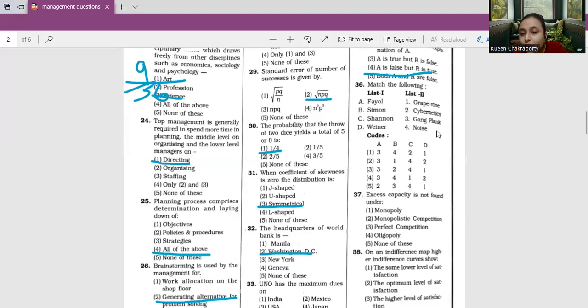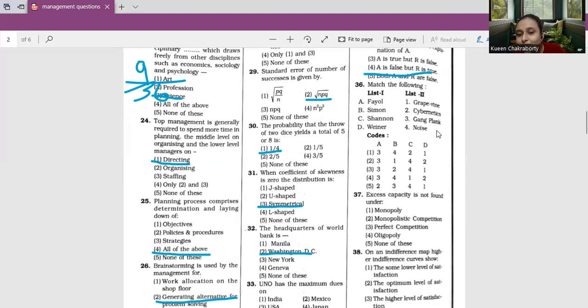And if I talk about Wiener, he is left with only one option, that is cybernetics. Cybernetics was defined in the 20th century by Norbert Wiener. Okay? He said it is the scientific study of control and communication in the animal and the machine.